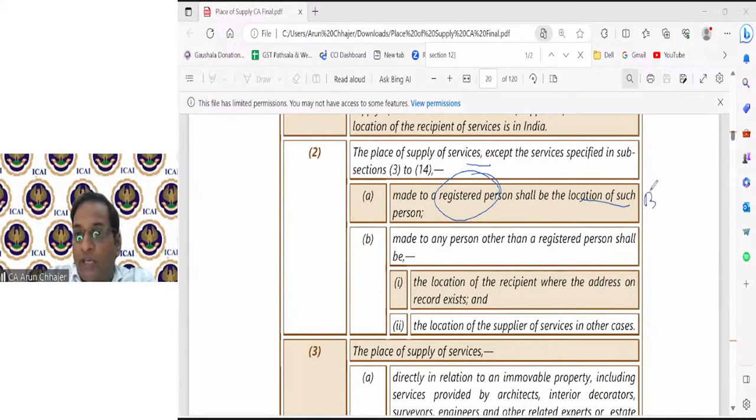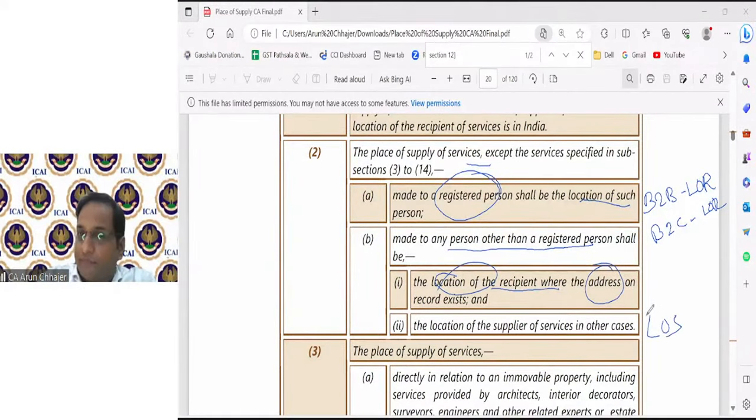So what I told you: in case of B2B, it is LOR. If it is B2C but the address is available, then again LOR. Made to any person other than registered, but the location of the recipient exists in the record of the supplier, address on record exists, again it will be LOR. In any other case, LOS. Correct.